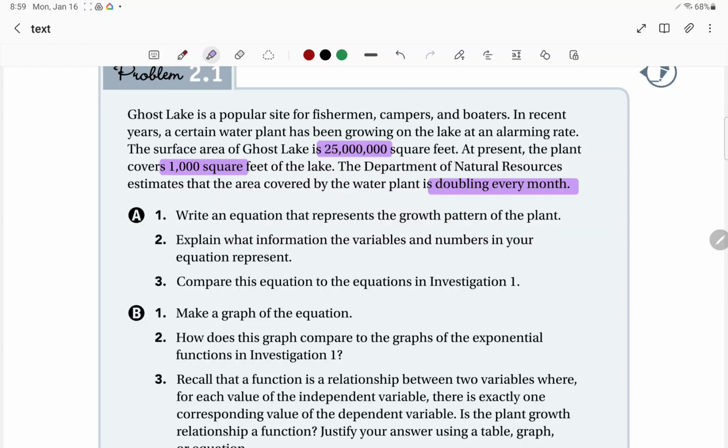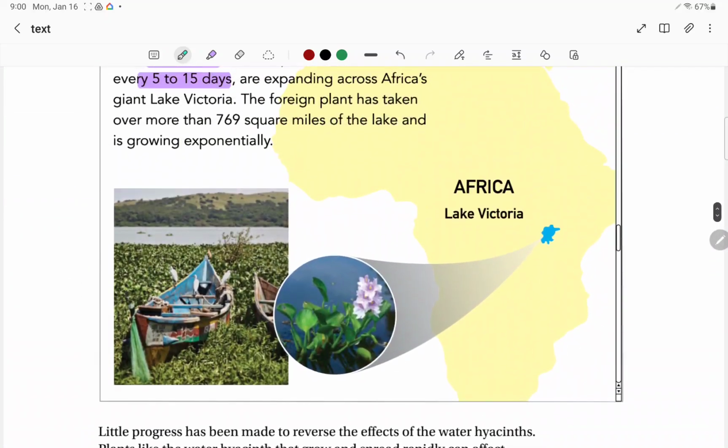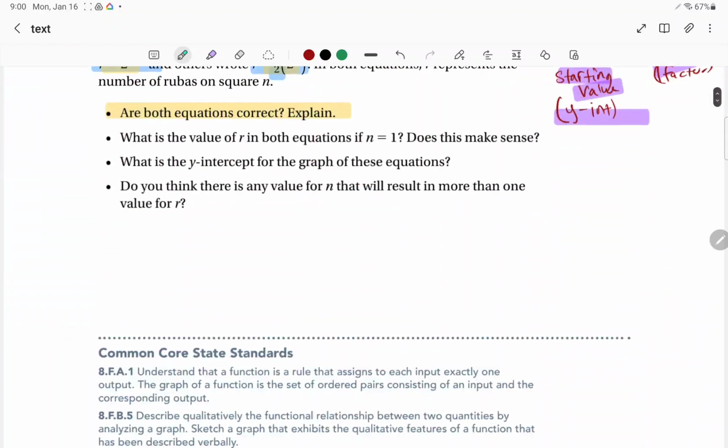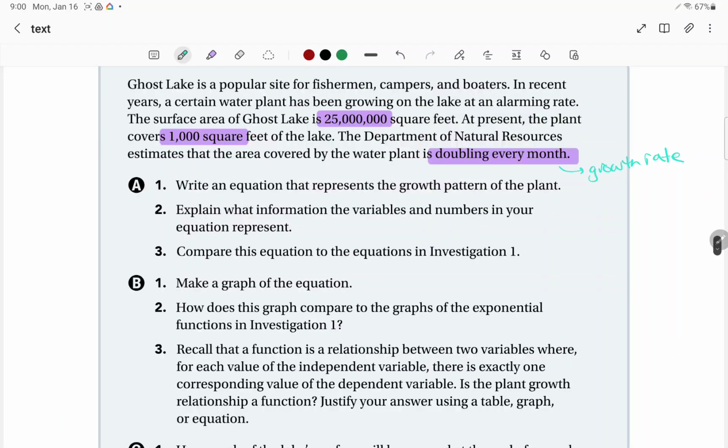Make sure these things are written down or that you understand what some of these things are. This doubling every month, this is going to represent what we know as our growth factor, or growth rate. As I mentioned up here in this equation, what part of this was our growth rate. And then also this number right here, that's what we're starting with. Before we come in and try to solve any sort of problem, this is what we're starting with. So this is going to represent our starting value, which we also know as our y-intercept.